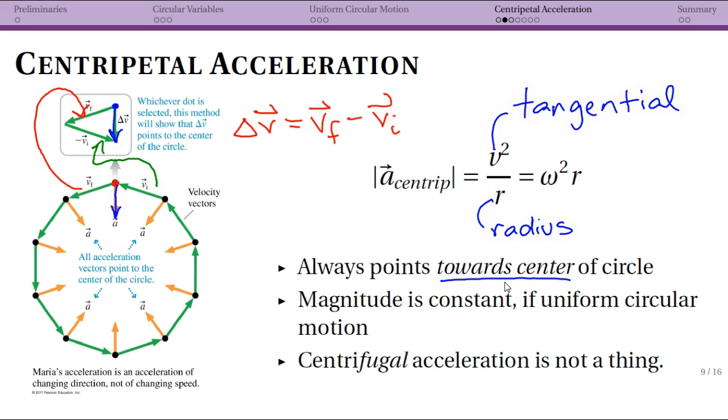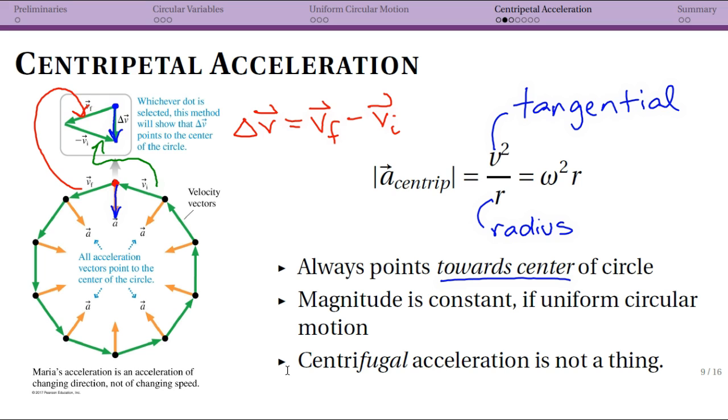So again, the first thing to know is that this centripetal acceleration points towards the center of the circle. This velocity vector subtraction shows us that. The second thing is that if we're in uniform circular motion, the magnitude is constant. Why? Well, our tangential speed would be constant, or our angular speed, and our radius needs to be constant. So if what it depends on is constant, it itself is constant.